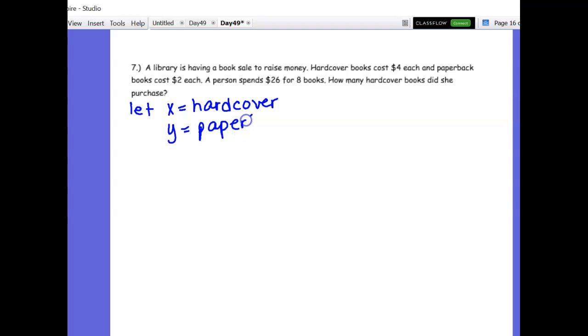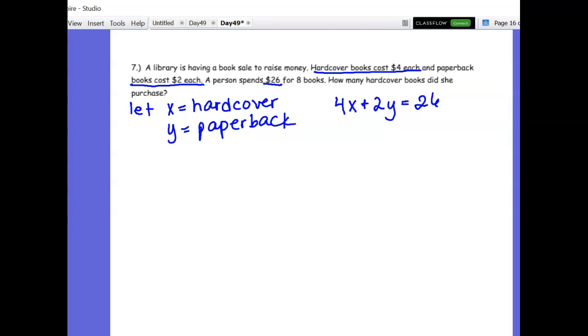Okay? With that, we know we have two variables. We're going to have to find two equations in the words. So if hardcover books cost $4 each, and paperback books cost $2 each, and they spend $26, we know that 4 times X, however many hardcovers they buy, and 2 times however many paperbacks they buy, will get $26. Okay, so there's our first equation.